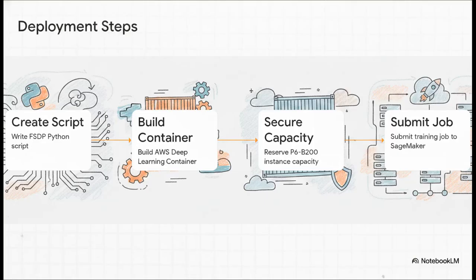So how do we take all this theoretical stuff and practically apply it? Amazon SageMaker AI makes implementation super clear with 4 progressive steps. First, you create your fully sharded data parallel Python script. That's essentially just the code that splits your model across multiple GPUs. Second, you build your AWS deep learning container. Third, secure your capacity. And fourth, submit your training job.